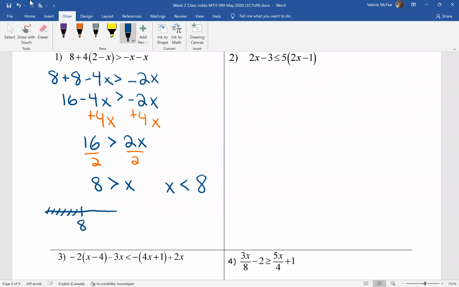So I'm going to shade towards negative infinity. And for my answer in interval notation, I'm going to use the endpoints. Oh, I didn't put my bracket on for 8. Less than, it's going to be open or round. Both of these are round.